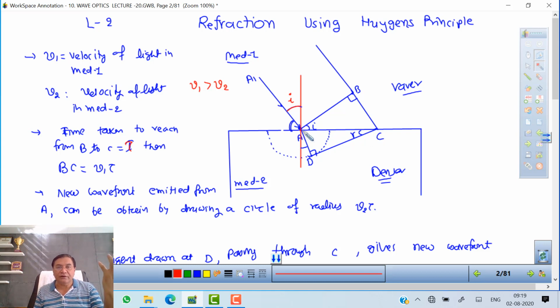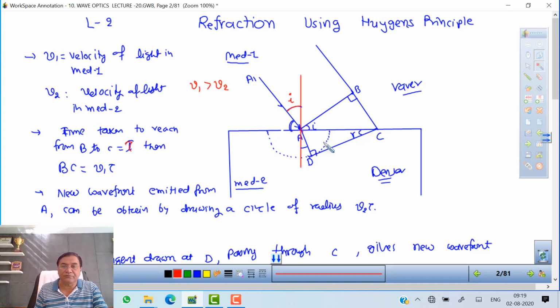Then what happens to A? The wave emitted from A is always a spherical wavefront. According to Huygens, it works as a point-like source, so a spherical wavefront will be emitted. The wavefront emitted from A will reach D. We draw a circle of radius V2 tau. I draw the circle of radius V2 tau. So that is the wavefront emitted from A.